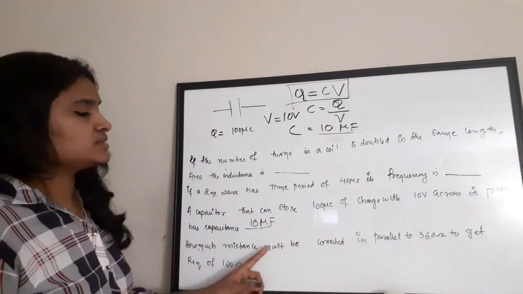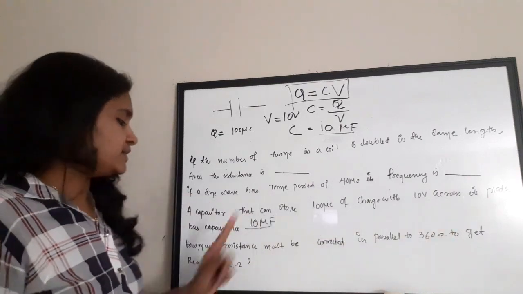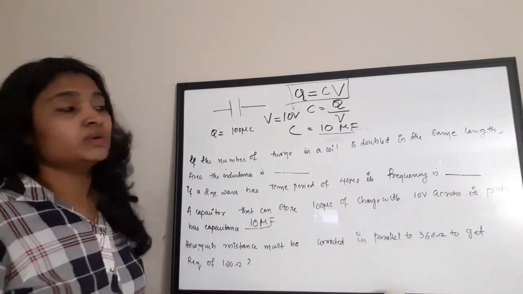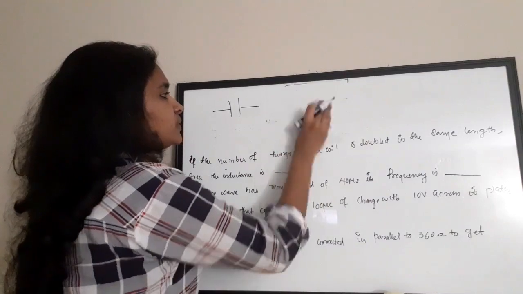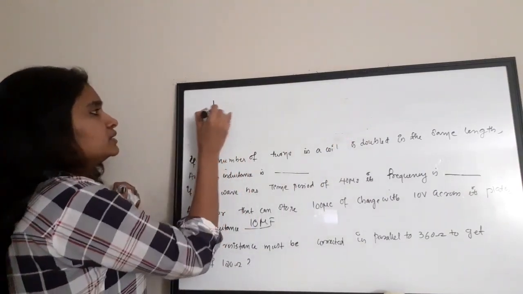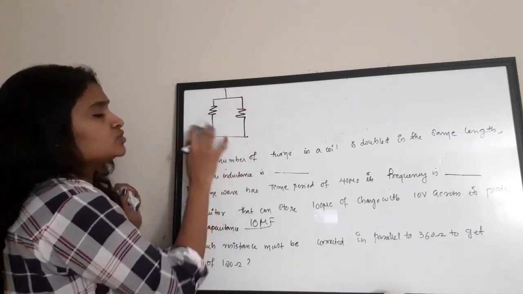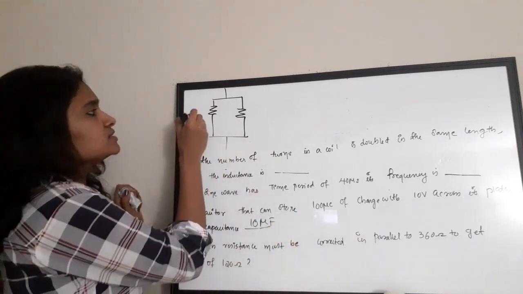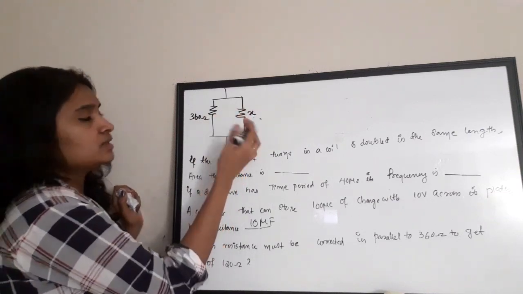How much resistance must be connected in parallel to 360 ohm to get REQ, meaning equivalent resistance, of 120 ohm. So this is a very simple parallel connection of two resistors. Okay. That is, two resistors are connected in parallel here. This is one resistance, this is another one. So there are two resistors connected in parallel, out of which one is 360 ohm. We need to find this. Let it be X.